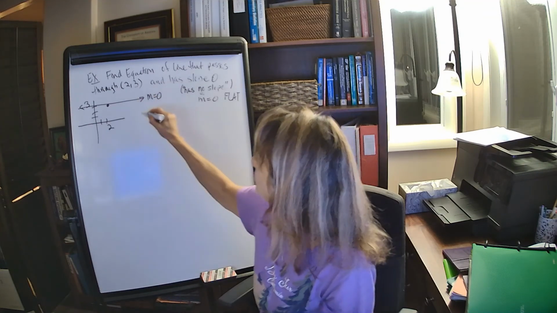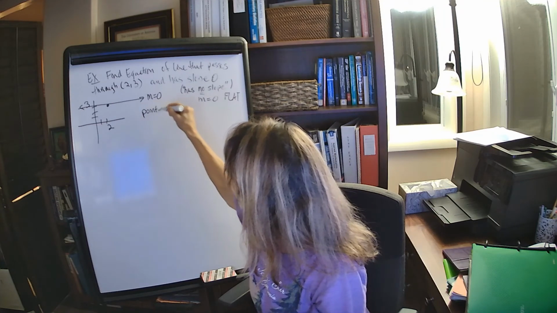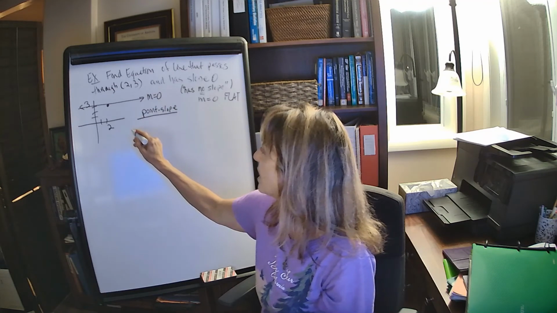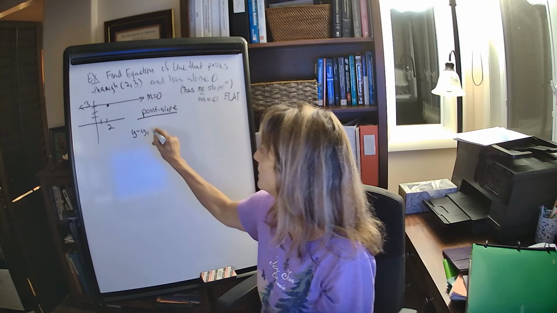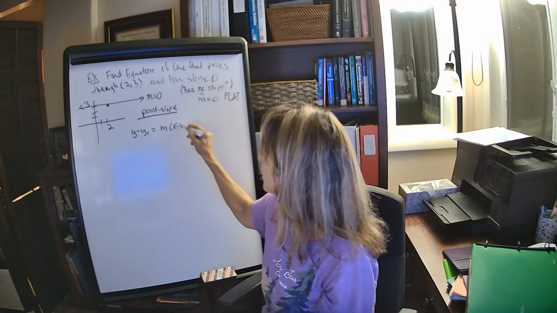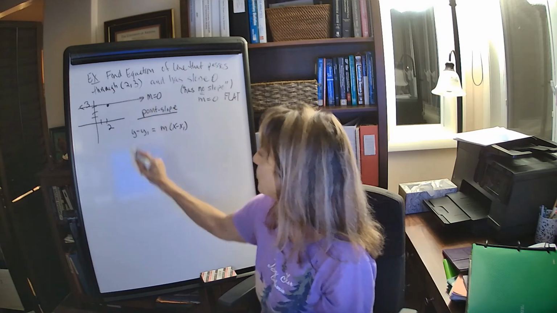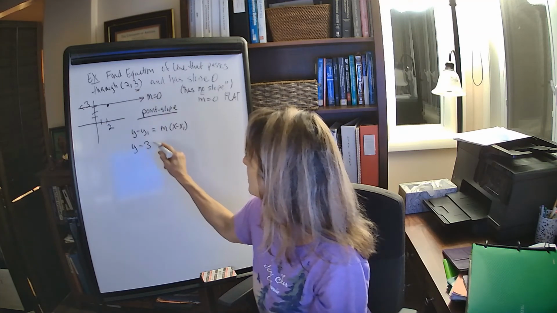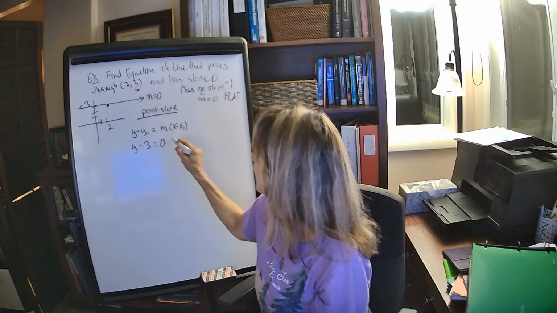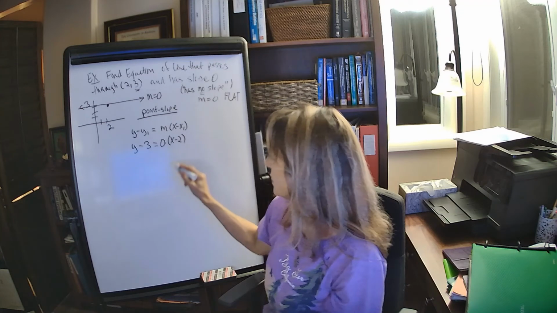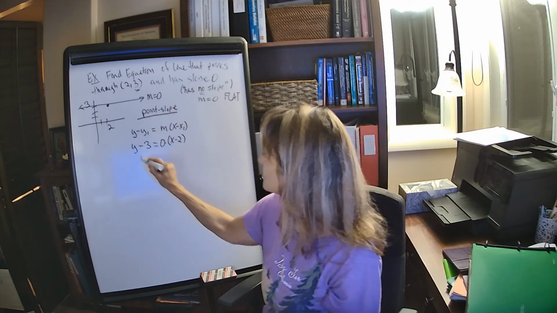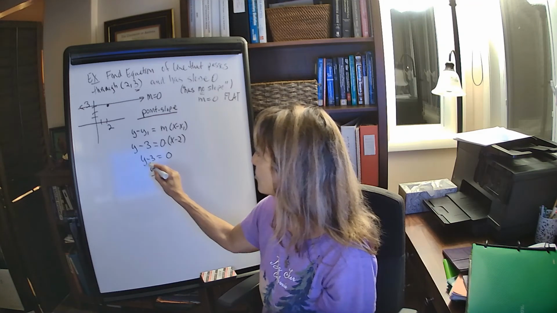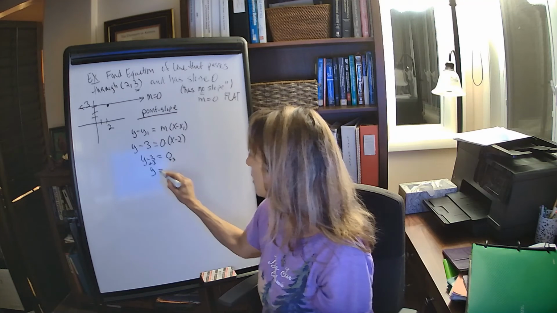Well, if we use the point-slope approach, we could say that we're going to take y minus y1, and that's going to be m times x minus x1, right? So using what we know, it's y minus the 3 equals the 0 times the x minus the 2. Now 0 times anything is 0. So this is just y minus 3 equals 0. And if we add 3 to both sides, we're left with y equals 3.